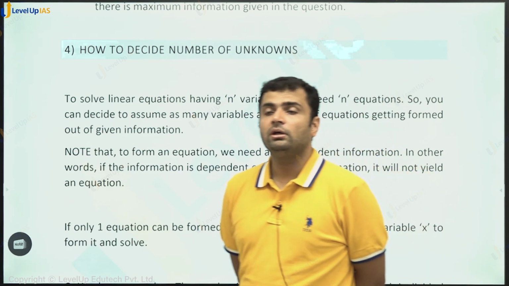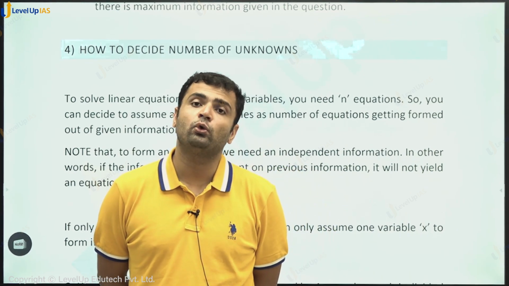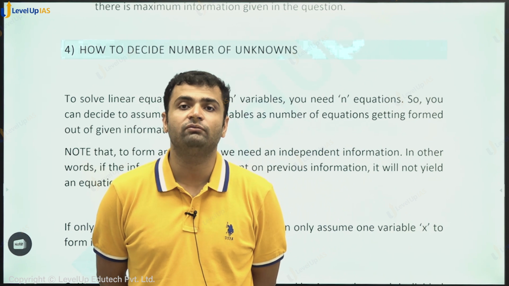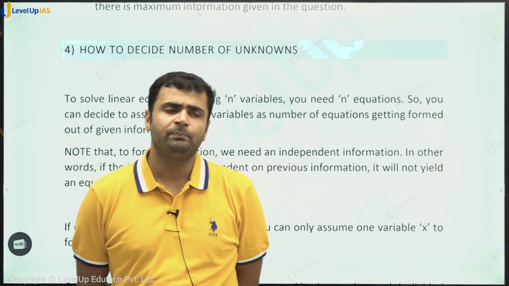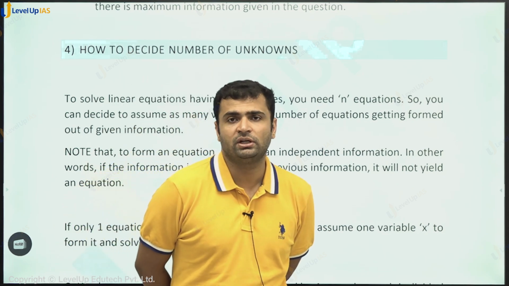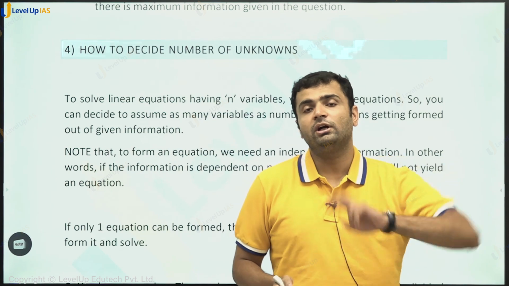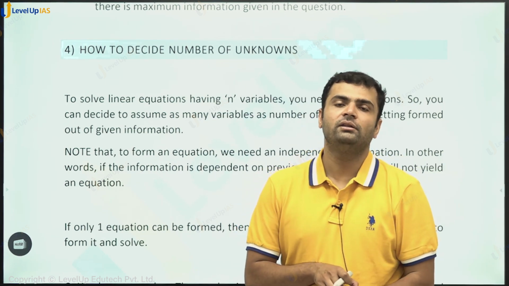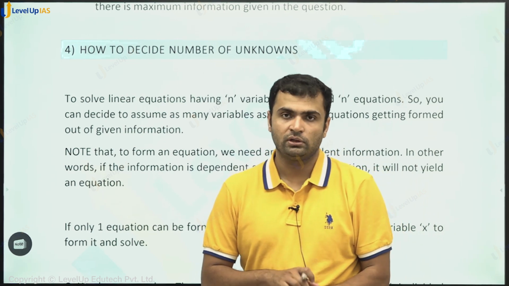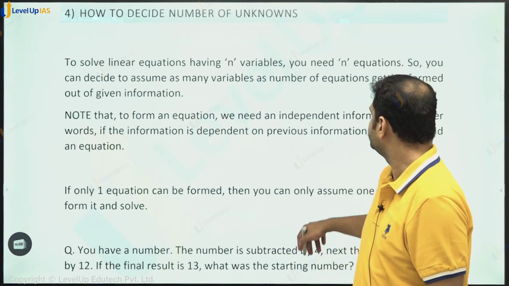So if only one equation can be formed from the question, then we can only assume one variable, because there is no more information in the question, so why assume two variables? And if we have two sets of information in the question, like the a and b question we had, there were two sets of information, so it was an indication that two unknowns could have been chosen. So choose in this way. Let us see the questions.